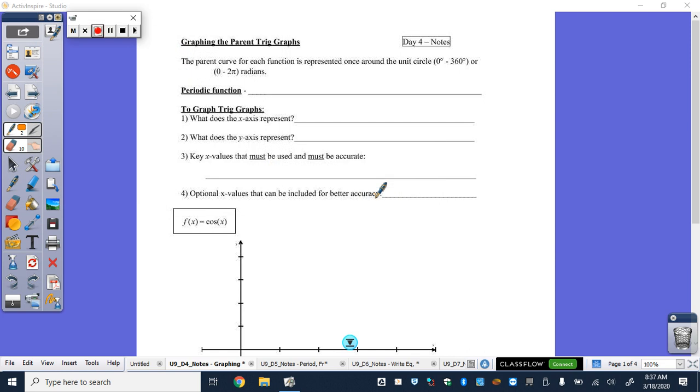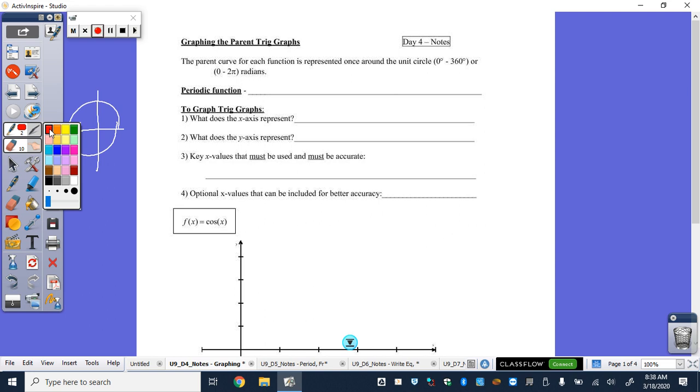Alright, so now we're getting into the fun stuff. Graphing trig graphs. So the parent curve for each function is represented once around the unit circle, 0 to 360 or 0 to 2 pi radians, depending on whether you're looking at degrees or radians. But again, what they do is they take that unit circle that we were talking about, so this bad boy, and they cut it up into the graph of it.